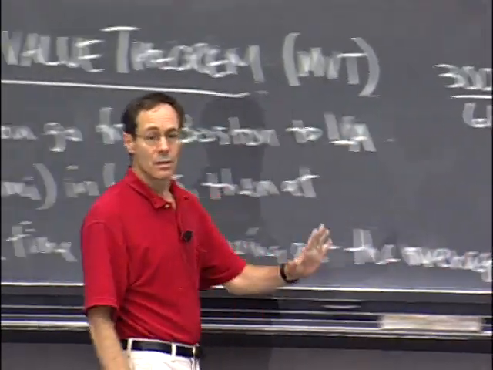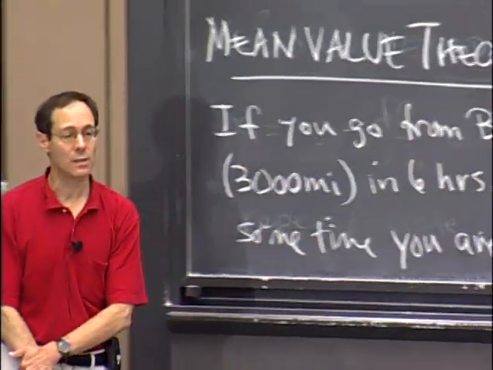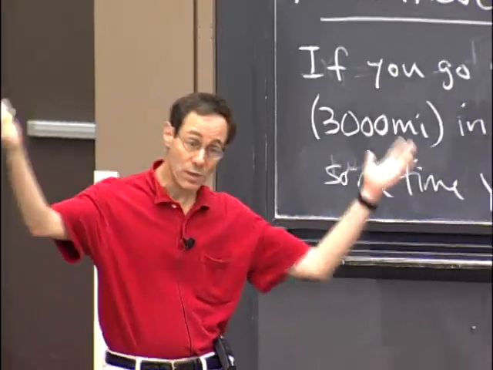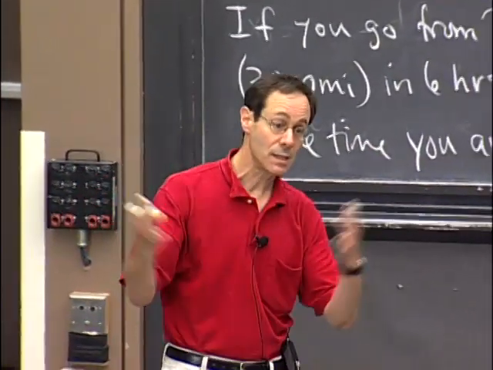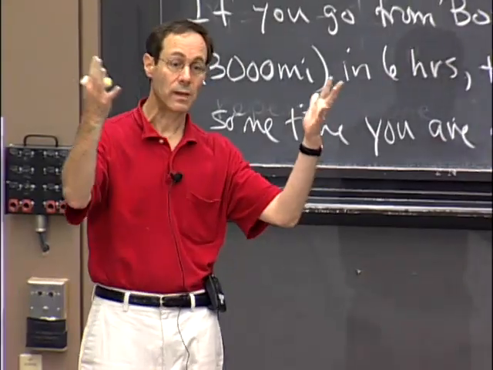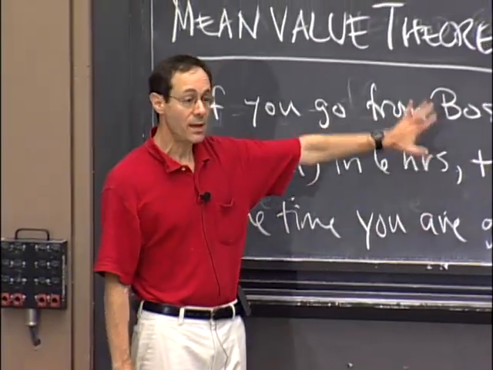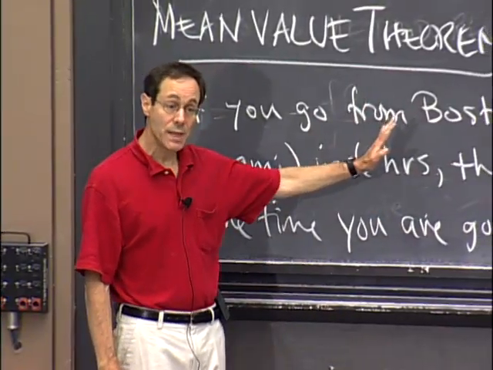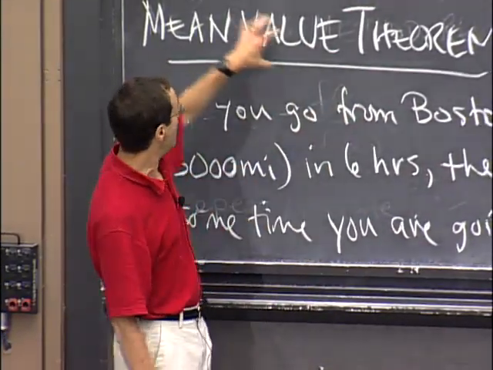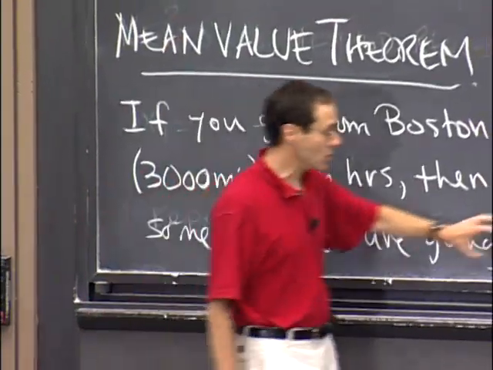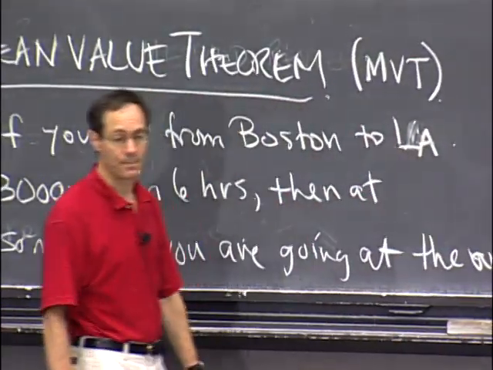Exactly. So sometime on your journey, of course, some of the time you were going more than 500 miles an hour, sometimes you were going less, and sometime you must have been going 500 miles an hour exactly. That's the mean value theorem. The reason why it's called mean value theorem is that word mean is the same as the word average.